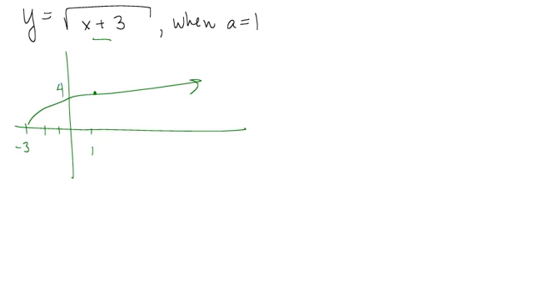We didn't need a calculator to do that. We just plugged in x equals 1 here and found a y value of 4. So we have one point here, (1, 4). I want to approximate this curve as a linear function at this point when a equals 1. So that means I'm finding the slope of this tangent line right here.